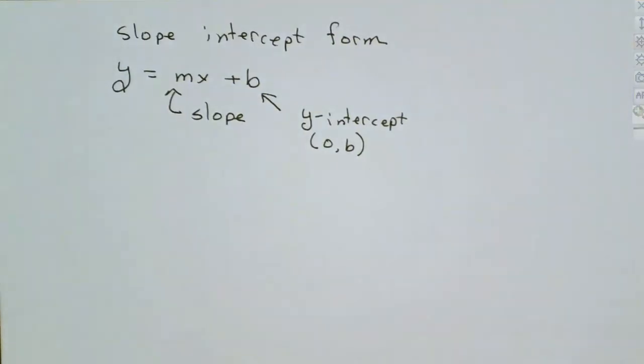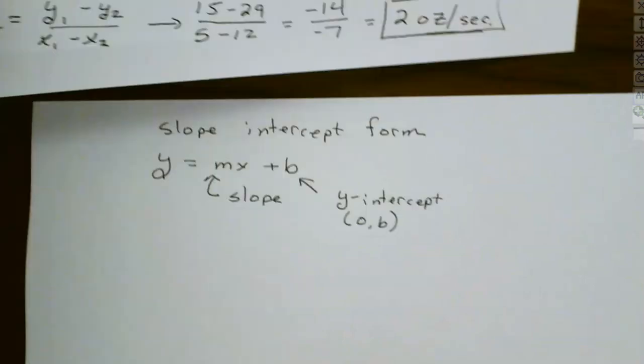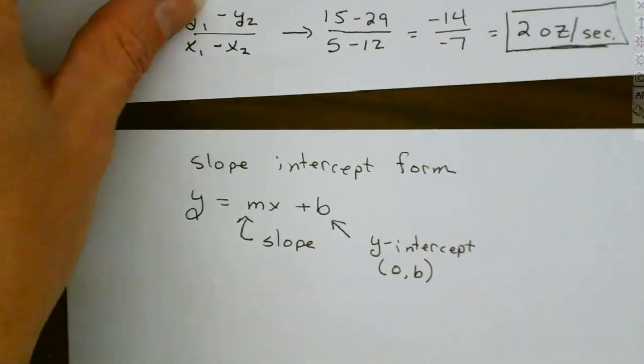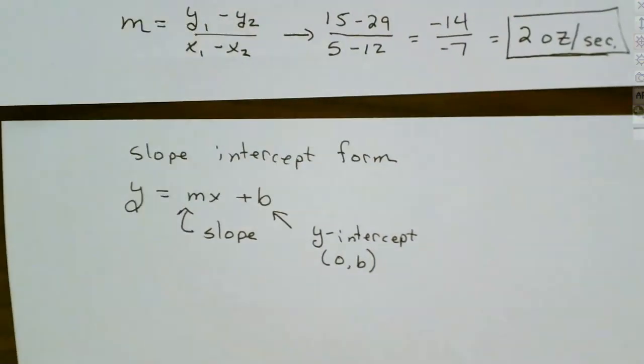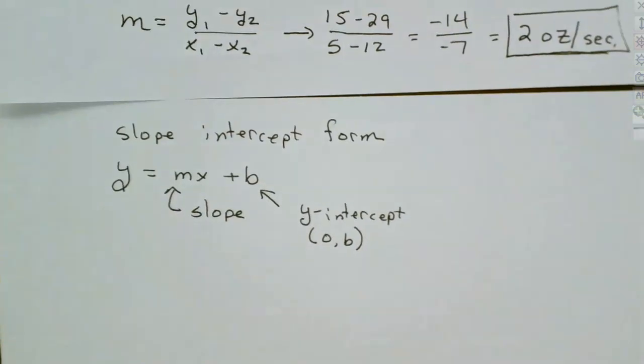Do we need to look at the last one? Yeah, I can put that back up there if you need it. Okay, if you're still working the last one, I'll put that up there. Sorry about that. But we're going to be looking now at the slope-intercept form.